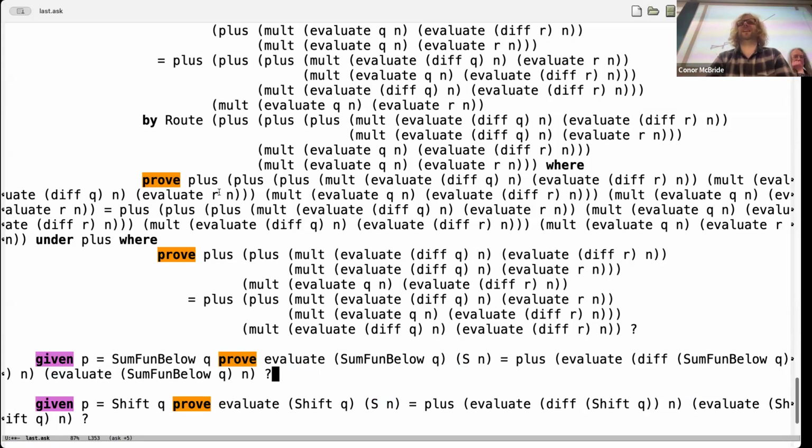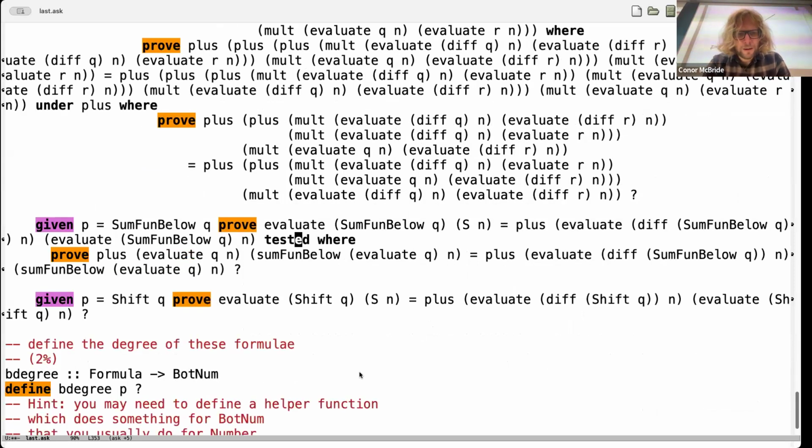That's also a good test strategy. You don't have to finish this case in order to move on to the next case, so you can come back to this when you have more energy. So let's do the next case, the sum from below case. We haven't defined diff of this yet. We're trying to figure out what it should be, so I'm going to compute as much as possible by test.